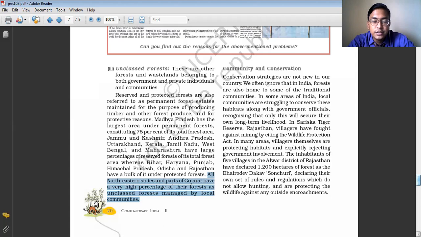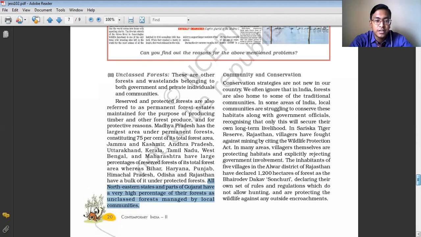So this is about the distribution of forest cover in our country. Among all the states of our country, Madhya Pradesh has the largest area under permanent forest cover. To be more precise, Madhya Pradesh has the largest area under reserve forest, meaning a larger percentage of the forest cover in Madhya Pradesh is reserve forest. So this is about the classification of forest, that is the types of forest according to their importance, as well as the distribution of reserved and protected forest in different states of our country.